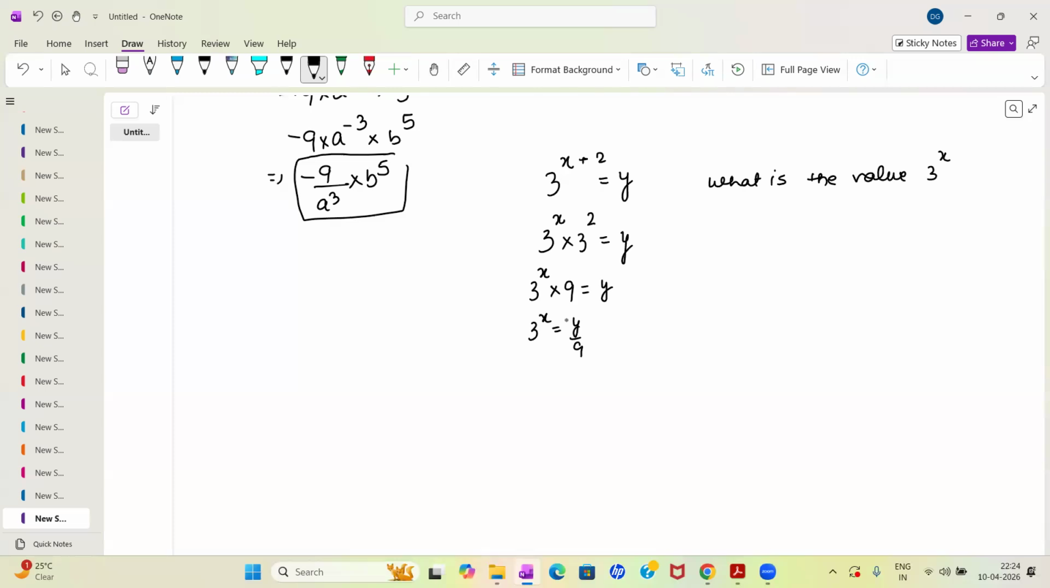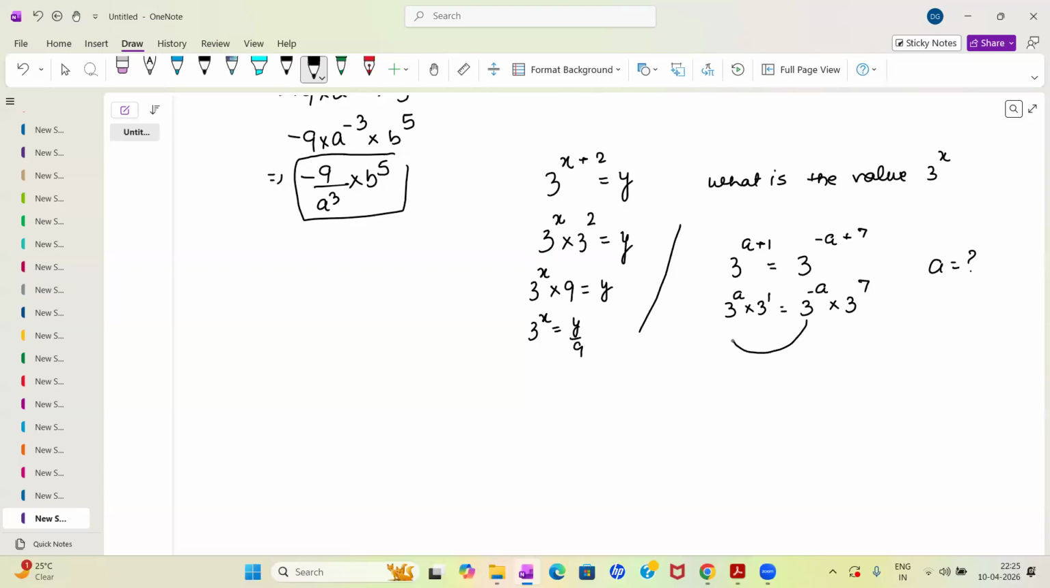One more question. 3 to the power a plus 1 is equal to 3 to the power minus a plus 7. What is the value of a? We can write like 3 to the power a into 3 to the power 1 and 3 to the power minus a into 3 to the power 7.